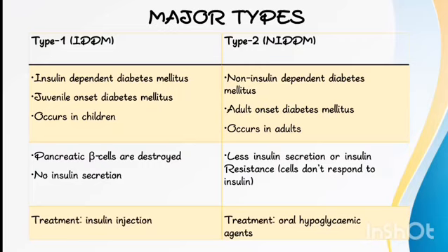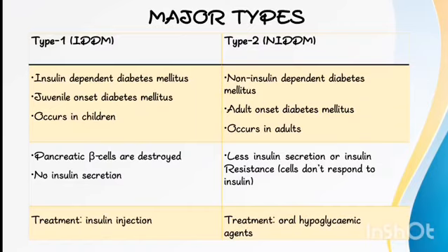Types. Diabetes mellitus is mainly classified into two types, that is type 1 diabetes and type 2 diabetes. Type 1 diabetes is also called insulin dependent diabetes mellitus, which usually occurs in children. Type 1 diabetes occurs due to complete absence of insulin, that is pancreatic beta cells are destroyed, so there is no insulin secretion. Treatment includes insulin injection.